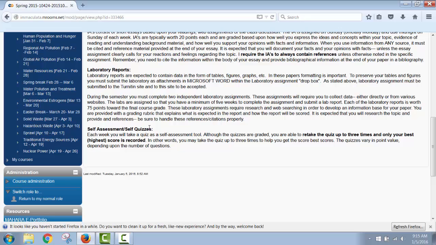These labs are major assignments. They're worth 75 points each, and will of course need references as well. They too must be submitted to both Turnitin and the Moodle website.